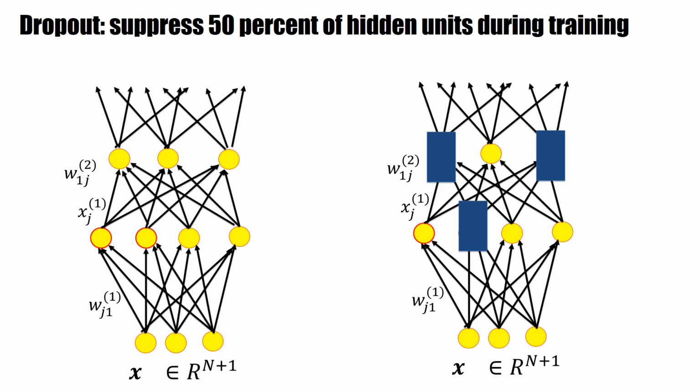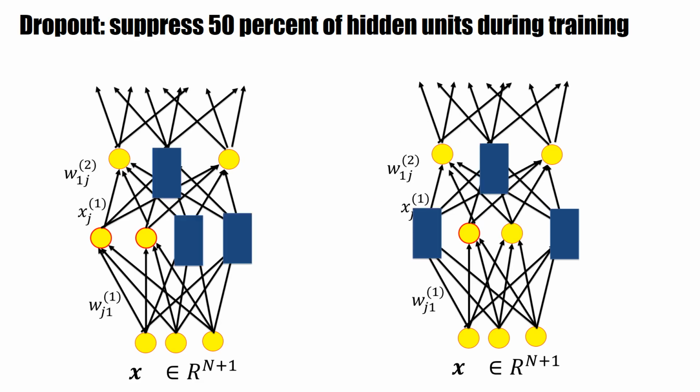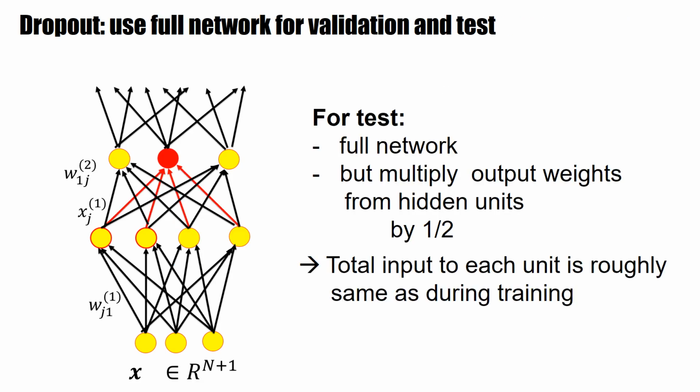Then we pick the next pattern and we suppress another subset, 50% of hidden neurons. And for the third pattern, we suppress another subset of hidden neurons. So in each version, for each pattern, we suppress a different subset of hidden neurons in the network. But now for testing, you use the full network with all the hidden neurons.